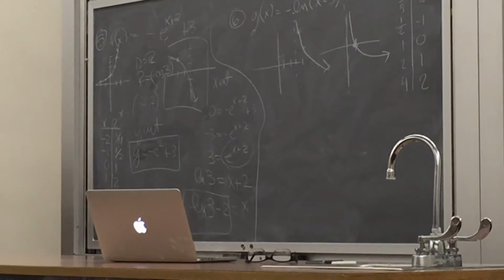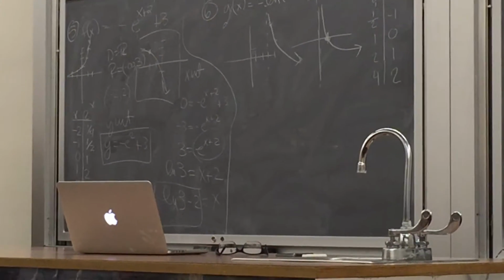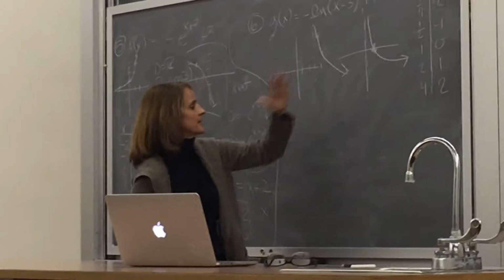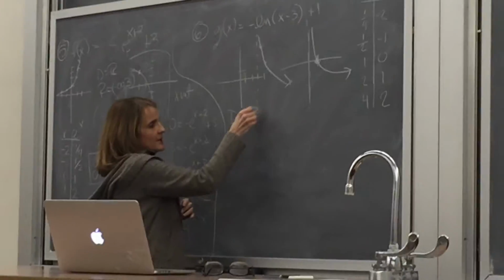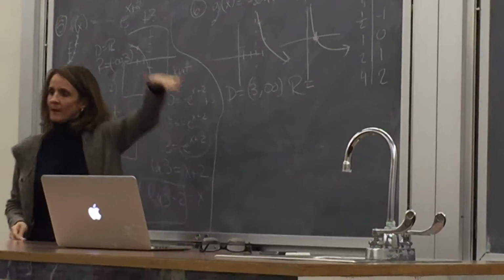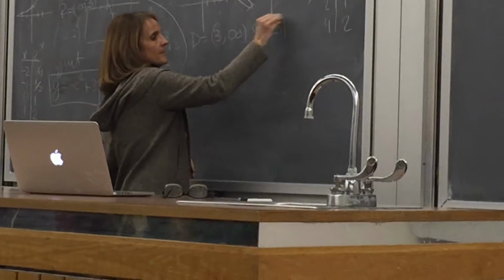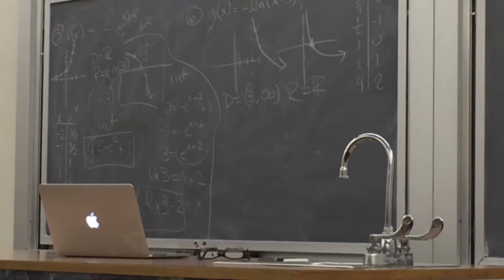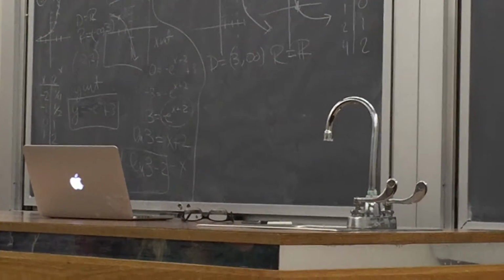Okay. Domain. 3 to infinity, right? Because of the asymptote. So my domain is 3 to infinity. Range. All reals. Does it appear to have an x-intercept? Yes, it appears to have an x-intercept.